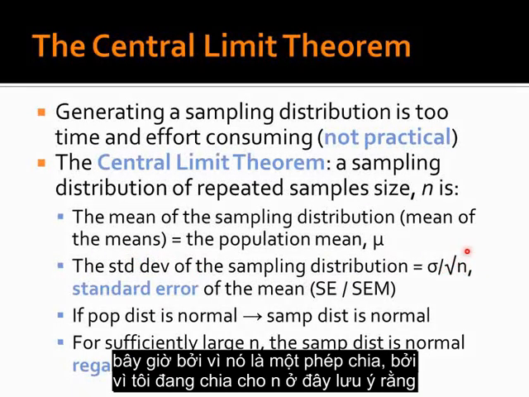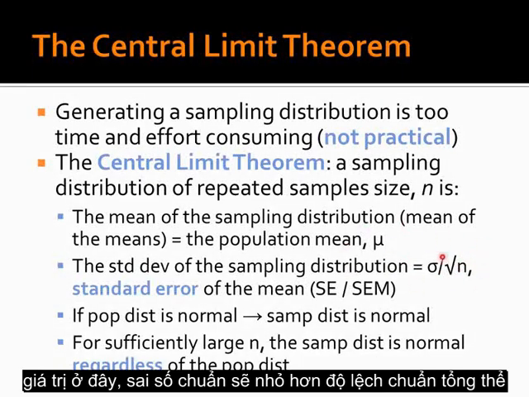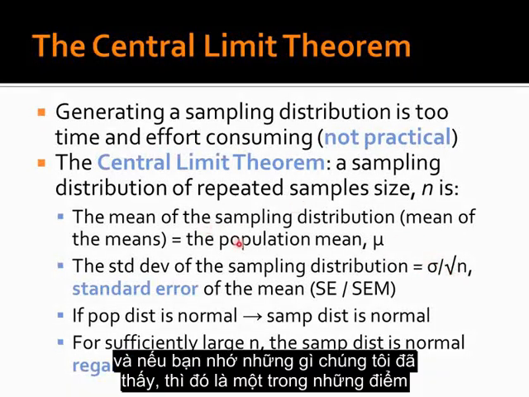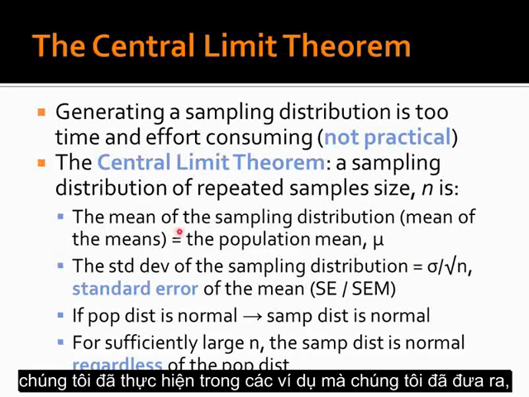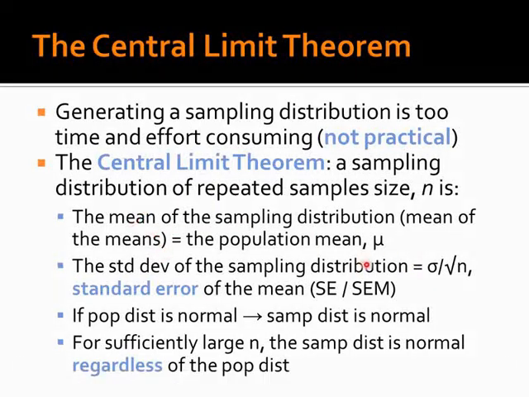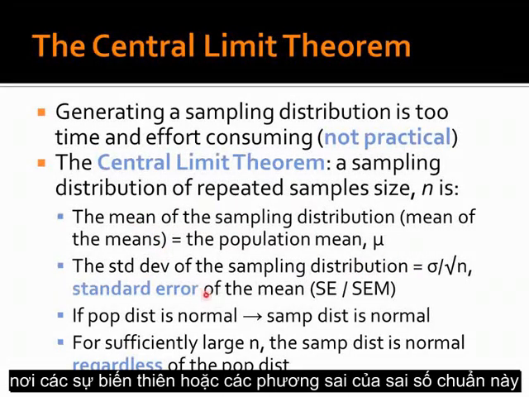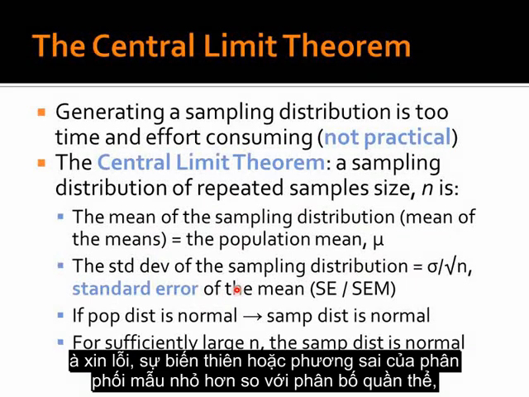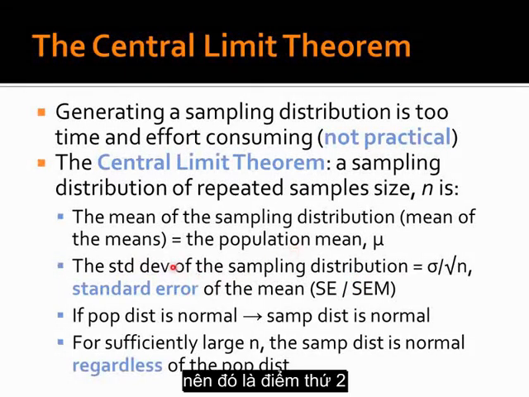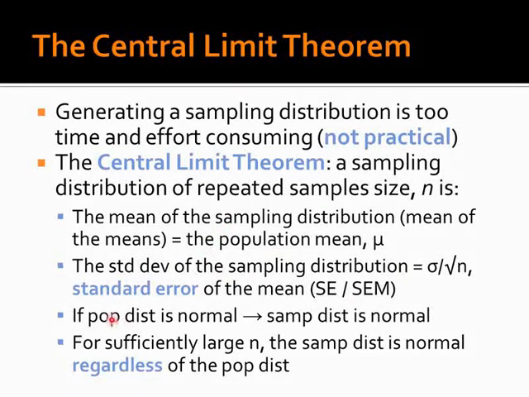Now because I'm dividing by square root of n here, notice that the standard error is going to be smaller than the population standard deviation. And if you remember what we saw just now, that was one of the points we made in the examples we gave, where the variation or the variance of the sampling distribution is smaller than that of the population distribution. Okay, so that's point number 2. Keeping that in mind, next point.